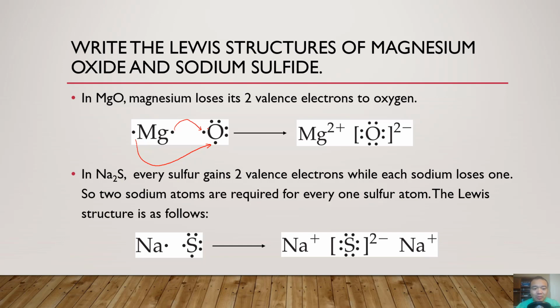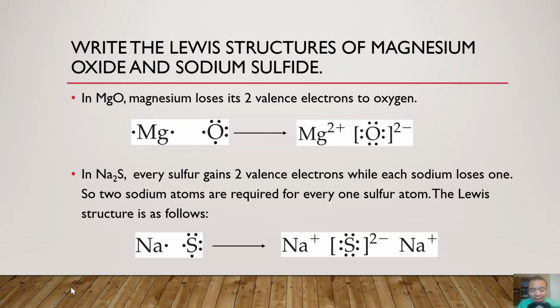One more example. In sodium sulfide, each sulfur gains 2 valence electrons, while each sodium loses 1. We write the Lewis structure of sodium sulfide by placing 2 sodium ions on the 2 sides of sulfide. As you might have noticed, the Lewis structure and octet rule for the formation of ionic bonds is quite straightforward.